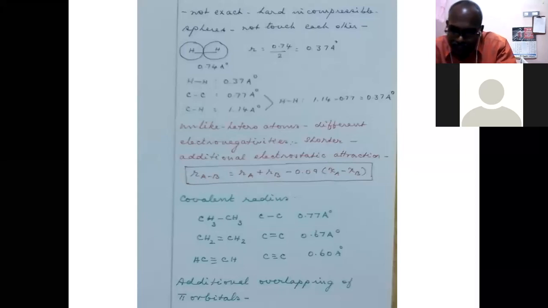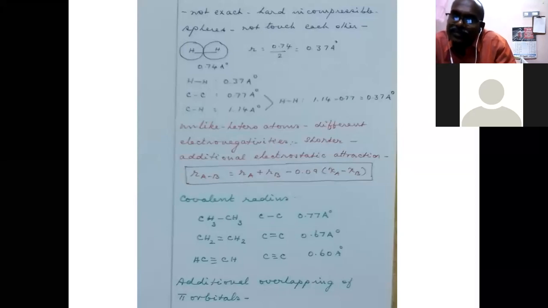So we can use this formula: the radius between A and B is equal to the atomic radius of A plus the atomic radius of B, minus 0.09 times the difference between the electronegativities. So the first reason to get a shorter covalent radius is the difference in the electronegativities. And the second one is due to additional overlapping of pi orbitals.